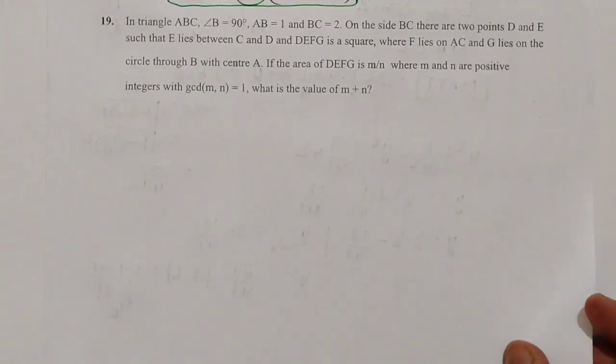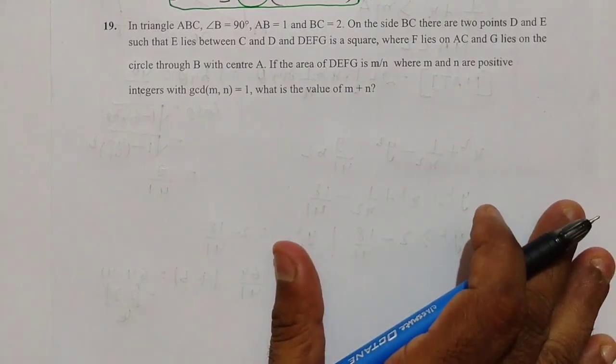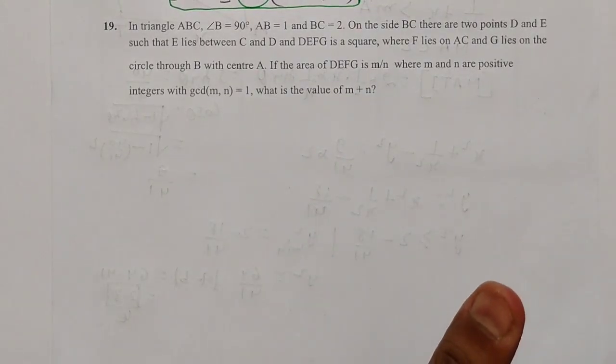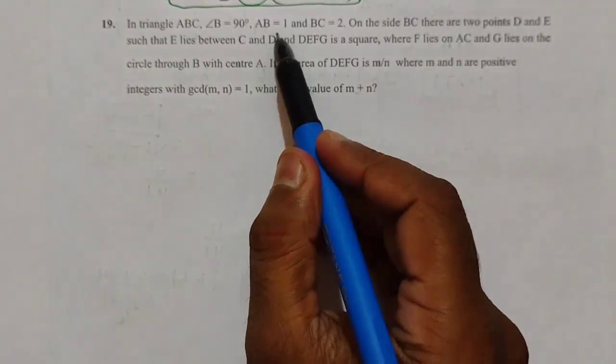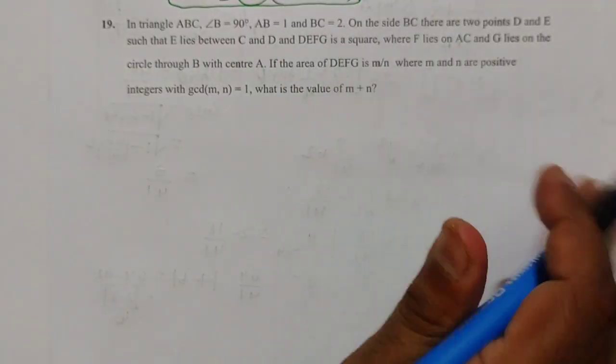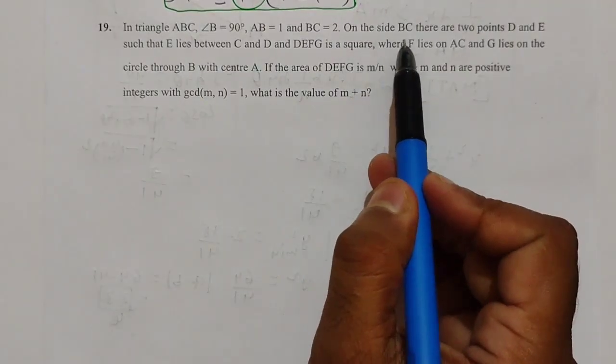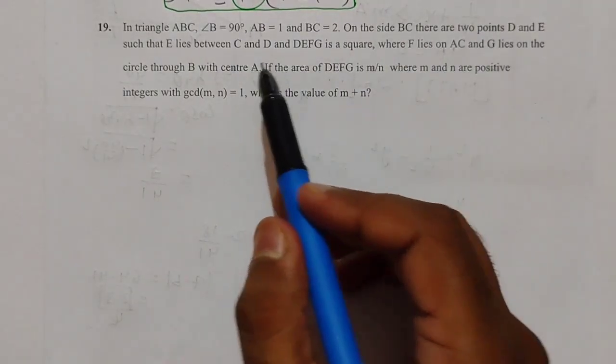Now this is problem number 19. In this problem we have a triangle ABC, and in this triangle the angle B is equal to 90 degrees, meaning this is a right angle, and AB is equal to 1 and BC is equal to 2. On the side BC there are 2 points D and E. First of all we have to make a diagram.